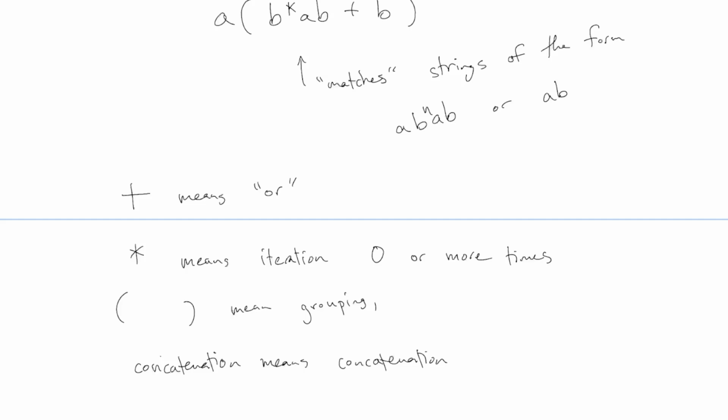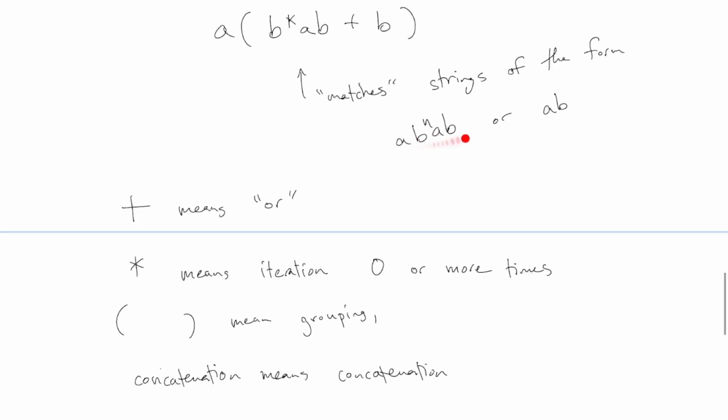And that's why I hope everybody can see now why I said this is what this regular expression matches. It must start with a. It could be a followed by b star ab, which is that. The star I translated into b to the n because the star just indicates repetitions of b zero or more times. So that's one way, or it could be a first followed by b, which is this, all right?